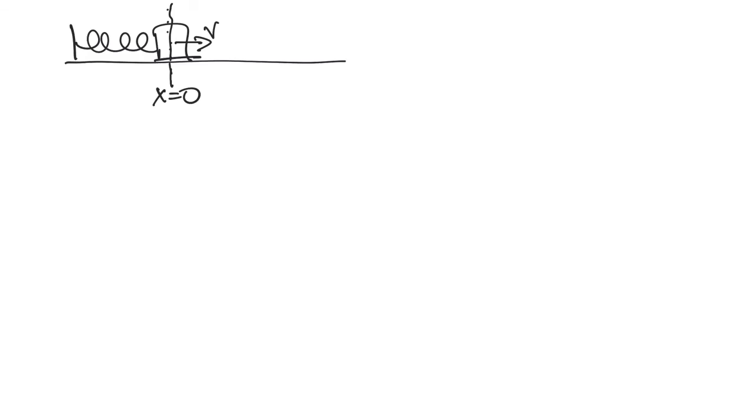Okay, so this was the other example I was going to talk to you about. So at t equals 0, what is true? It is at x equals 0, and it has an initial positive velocity. Okay, so it's going through equilibrium that way, to the right.